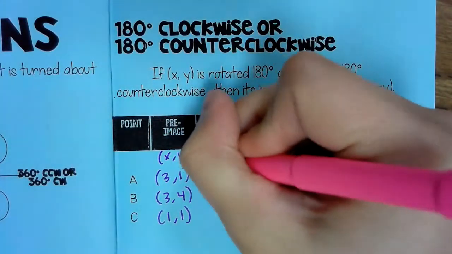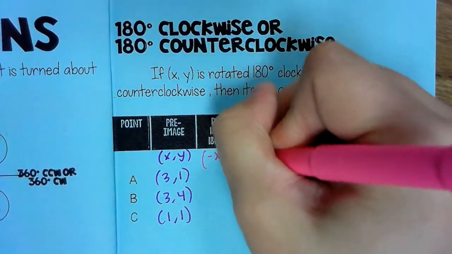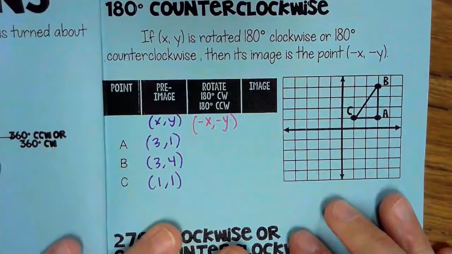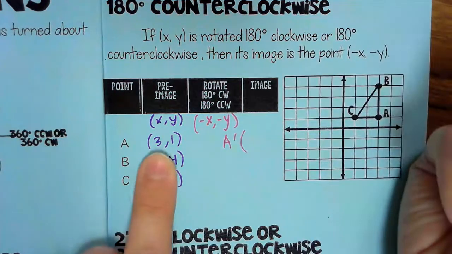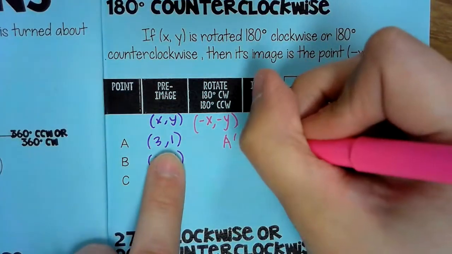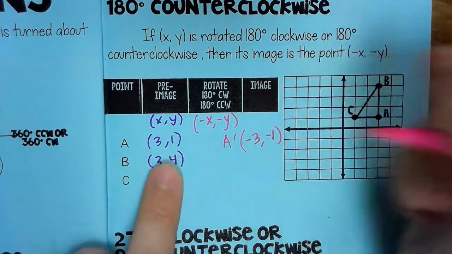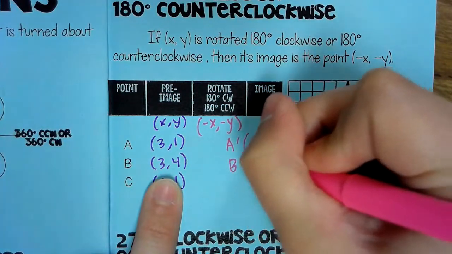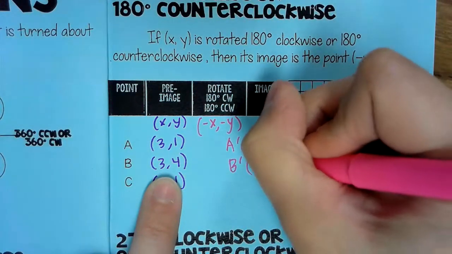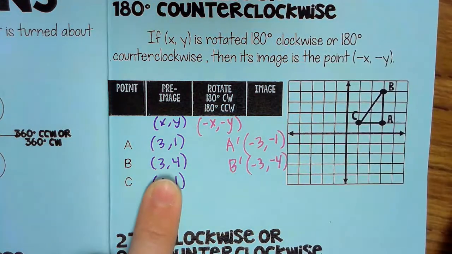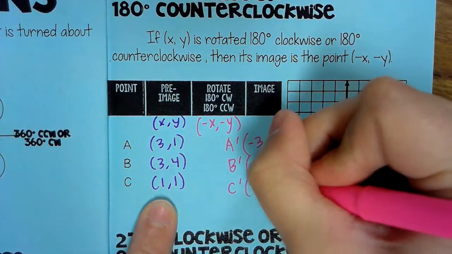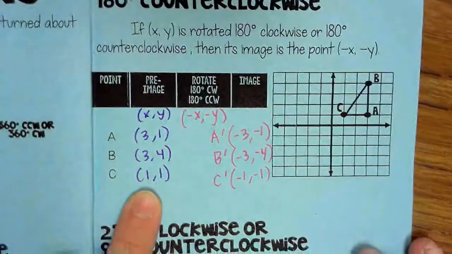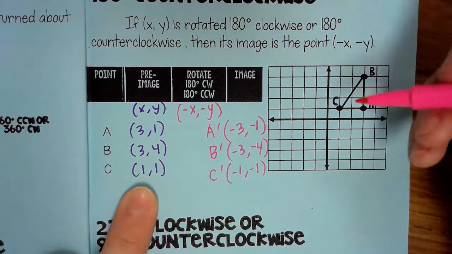Notice on this one, the order doesn't change. All that changes is the sign. So A was (3, 1). I'm going to change the sign of both numbers: (negative 3, negative 1). B was (3, 4). I change the sign of both numbers: (negative 3, negative 4). And C was (1, 1), and now it's (negative 1, negative 1). Okay, I'm ready to graph.